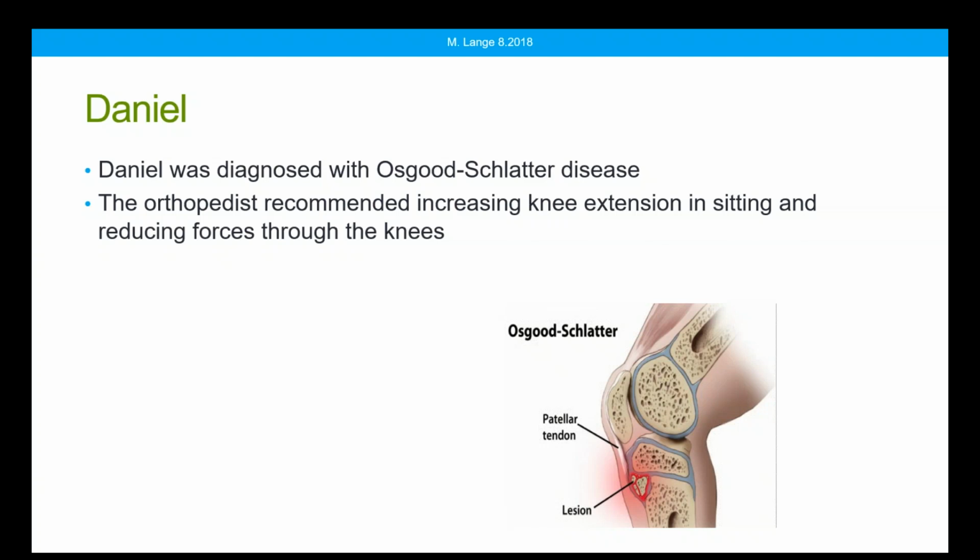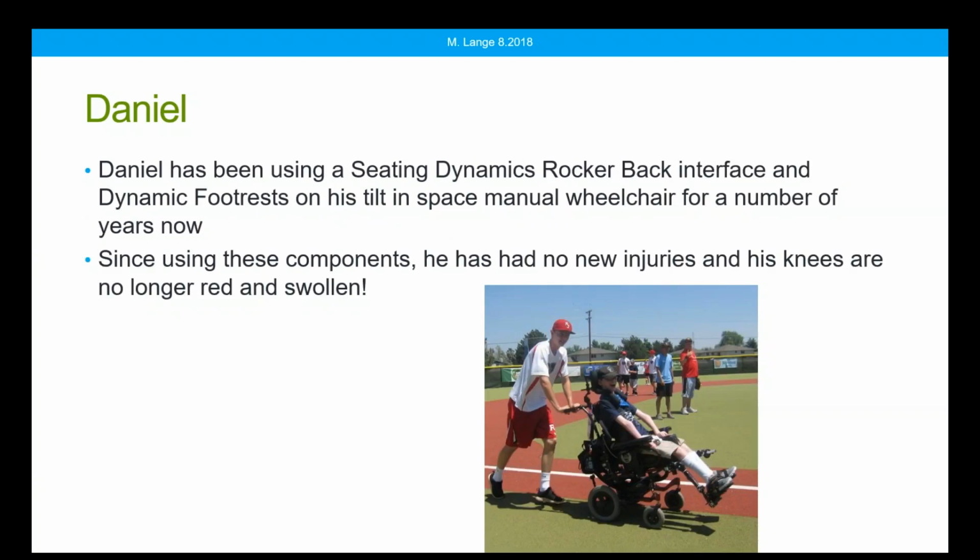The orthopedist recommended that we increase his knee extension in sitting to reduce the forces through his knees, but it still wasn't enough. So we did recommend finally a Kid Rock. That did help quite a bit until he outgrew it, and the Kid Rock has been discontinued. Daniel has been using, more recently, a tilt and space wheelchair with a Seating Dynamics rocker back and dynamic footrest, and he's been using this very successfully for a number of years now. He recently graduated from high school.